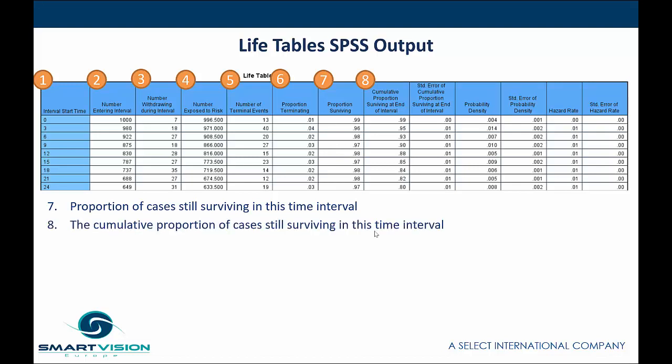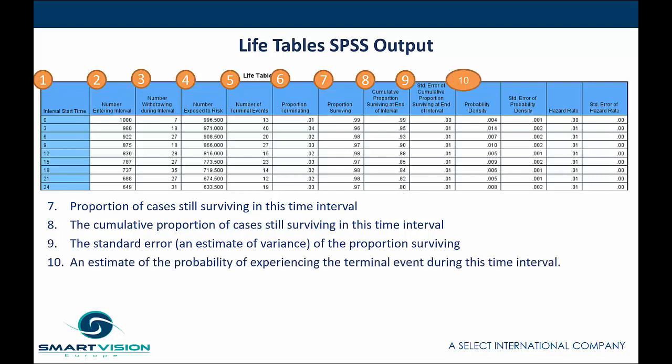And then the cumulative proportion of cases still surviving at this interval. So this is just a cumulative counter, and you can see it's starting to go down, of course, as more people churn, as we would expect. So by the 24th month interval, we're down to 80% surviving. The standard error, well, standard errors are just an estimate of variation, so it gives you an indication of how reliable that value is based on the number of cases available.